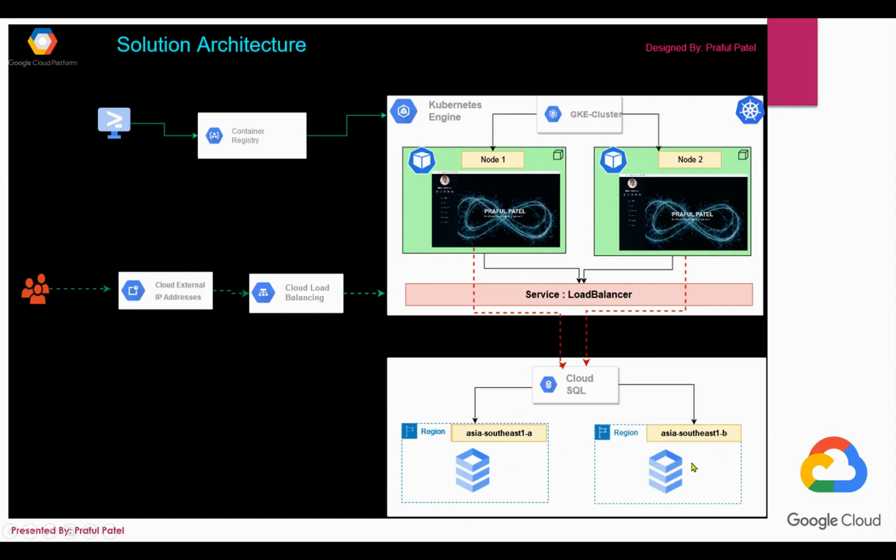Once we start the failover, let's say we are failing over from Southeast 1A, it will immediately replicate and transfer the traffic to Asia Southeast 1B. That is what we are going to see with the highly available failover testing. In that case, our application will be highly available and will still be up and running all the time. So that is all about the solution architecture.